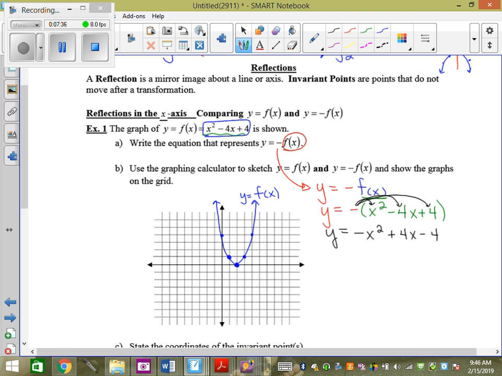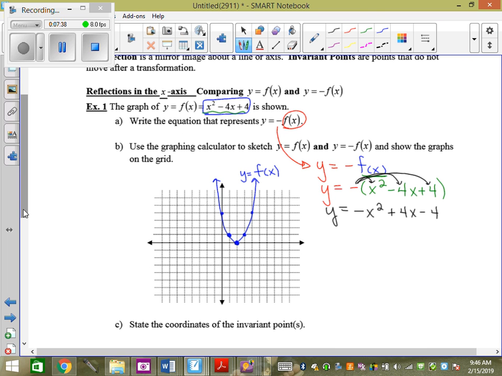But they want me to sketch the new one on the grid. If I have the original graph, I can sketch the new one really easily. I don't need to type that into my calculator. I know that the equation was y equals negative f of x. Is this with my x? No. And if it's in front, I multiply my y by it. So I multiply y by negative 1.